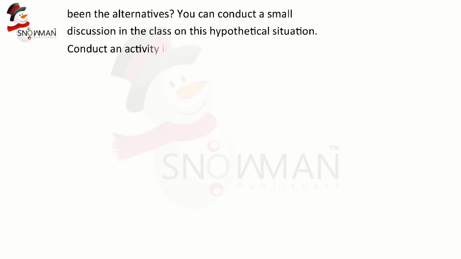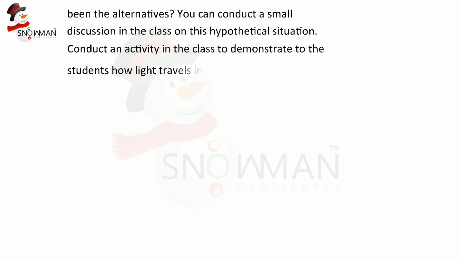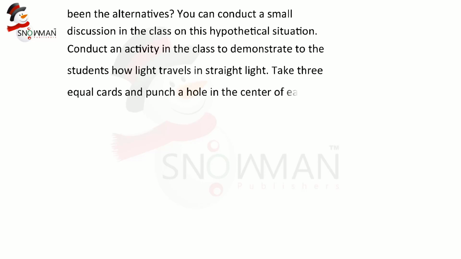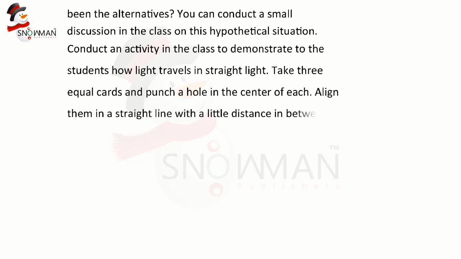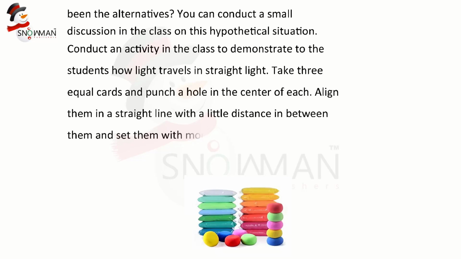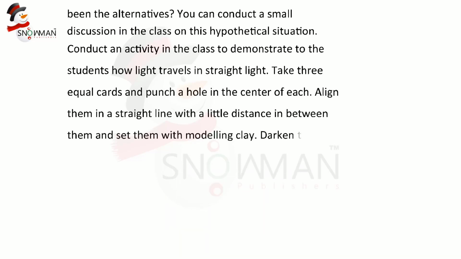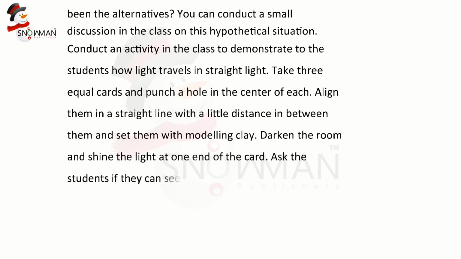Conduct an activity in the class to demonstrate to the students how light travels in a straight line. Take 3 equal cards and punch a hole in the center of each. Align them in a straight line with a little distance in between them and set them with modeling clay. Darken the room and shine the light at one end of the card. Ask the students if they can see light coming out from the other end.